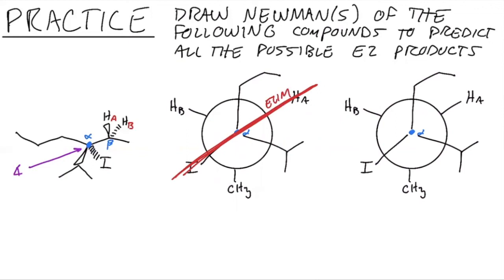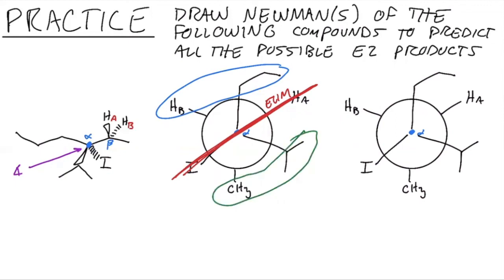And then we know which things are on the same side and which things are on the opposite sides. So on the same side here, we have HB with our 3 carbon linear chain. And on the other side, we have a CH3 with our isopropyl or sort of not linear 3 carbon chain.